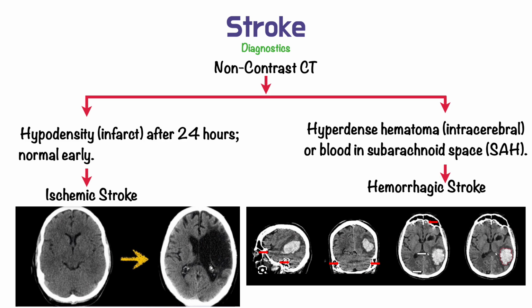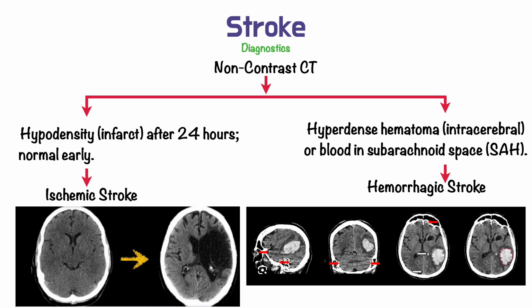So if there is a hyperdense region in non-contrast CT, you have to suspect hemorrhagic stroke, either intracerebral or in the subarachnoid space, right? So you can see in the non-contrast CT I have attached in here, there is a hyperdense whitish area in this photo. The red arrows point to a lot of hyperdense whitish areas. These are hematoma or anything that is causing hyperdensity. So that is how you diagnose it.